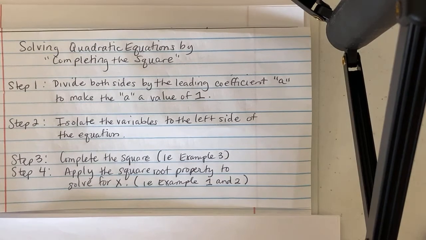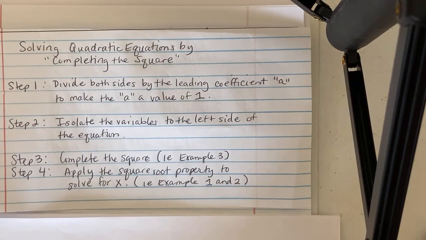Okay, the reason we've been doing the last couple examples is because, in order to solve quadratic equations by completing the square, if you don't have the problem correctly set up, the first thing you need to do for step 1 is divide both sides by the leading coefficient, the a value, to make the a value 1. The second step, you need to isolate the variables to the left side of the equation. Step 3 is you're going to complete the square.